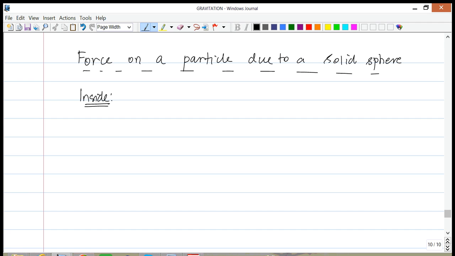Okay, so now we're ready to look at solid spheres and figure out the force that a solid sphere will exert on an object that is inside and outside the sphere. Okay, so let's first do the outside case.